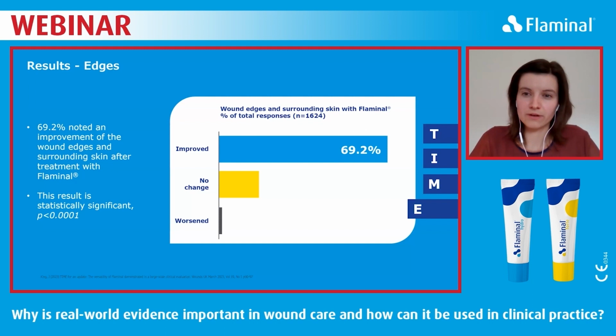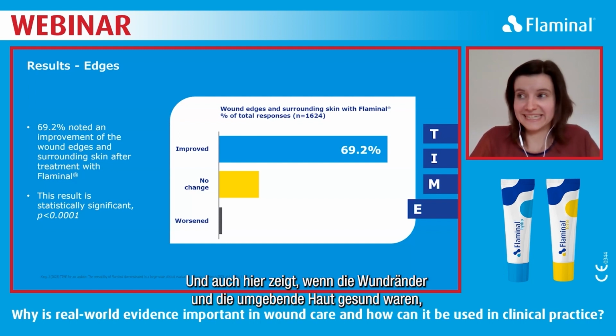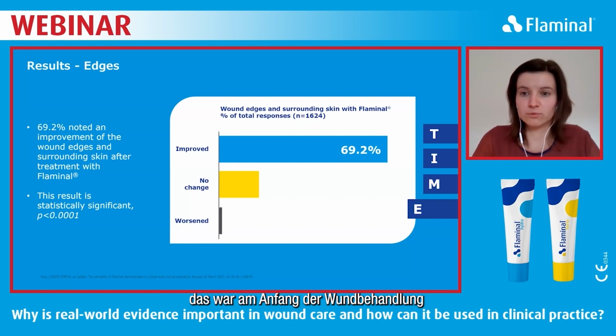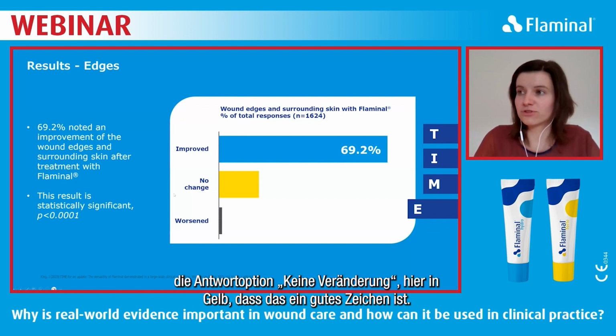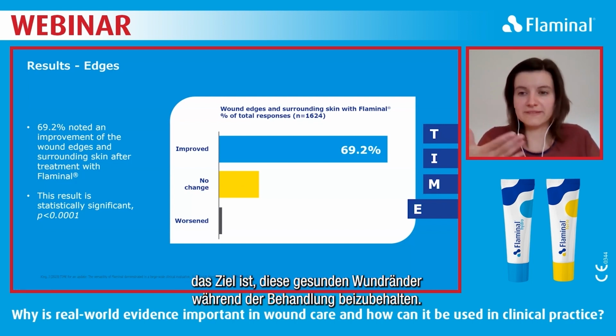And here, again, when the wound edges and surrounding skin were healthy at the start of the wound treatment, the answer option, no change, here in yellow, is a good result, as you aim for or you want to maintain such healthy wound edges over the course of the treatment.